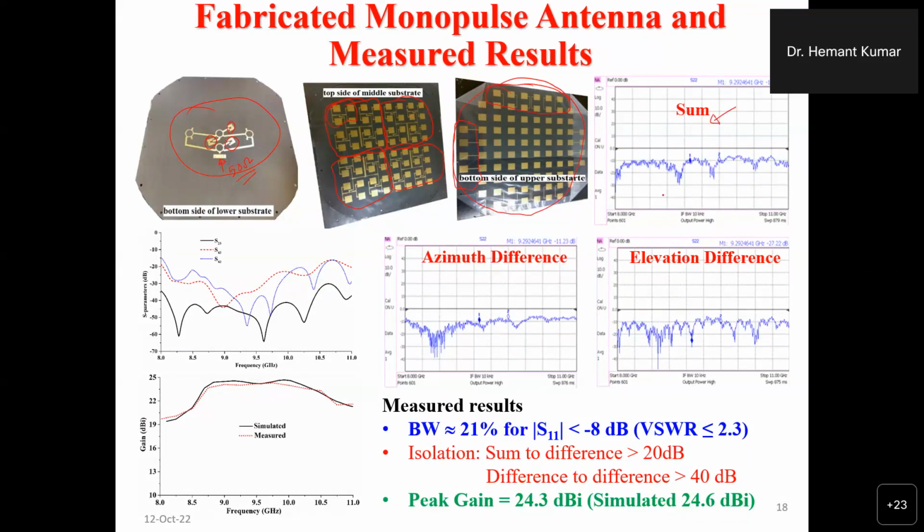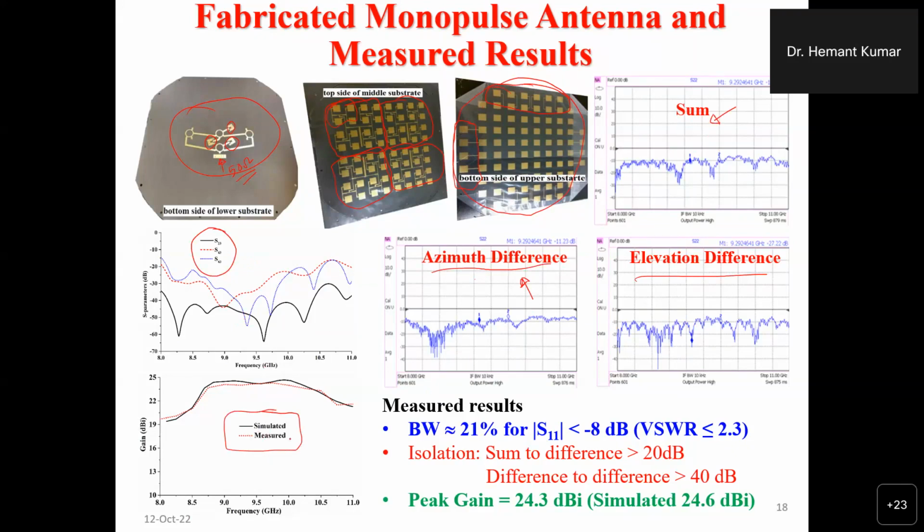This is the S parameter at some port. This is S11, S22, the azimuth difference port, and this is the elevation difference port. These are the isolations between the sum to difference and the difference to difference ports, basically from port 2 to 3, or 3 to 4, or 2 to 4, like that. And these are the gain plots, the simulated gain and the measured gain.